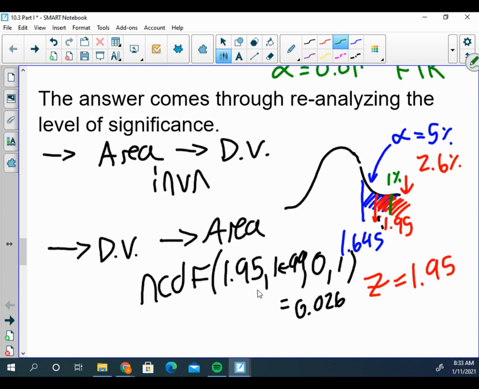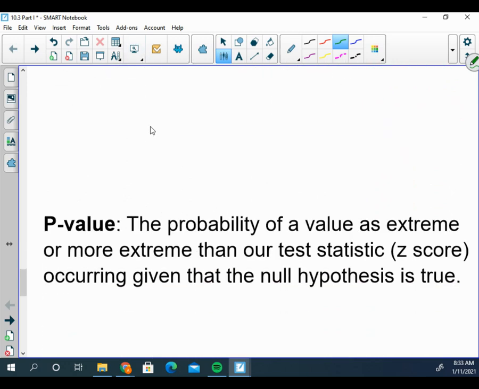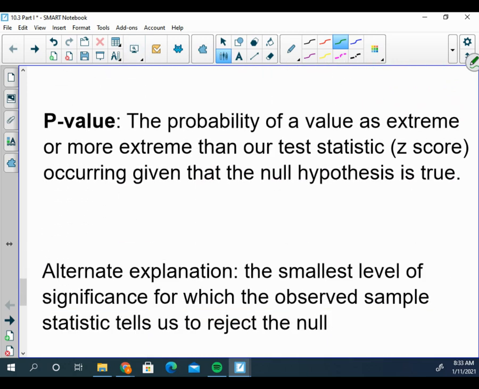This is the idea of 10.3. That value, that area, that 2.6% is called the p-value. And there are two explanations for the p-value. They sound very different, but they mean the same thing. The p-value is the probability of a value as extreme or more extreme than our test statistic occurring, given that the null hypothesis is true.